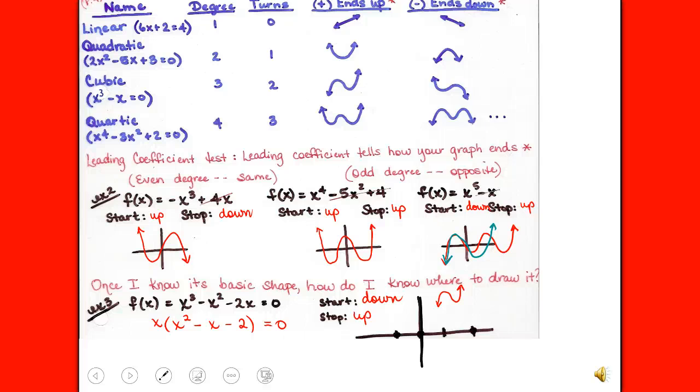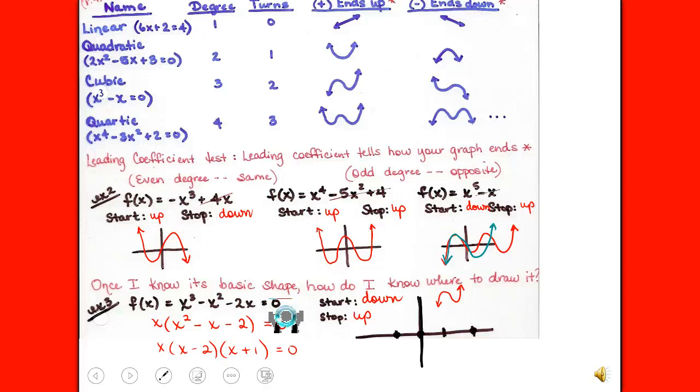And then we could solve our quadratic. If it'll factor, fine. If not, then I'll use the quadratic formula. So will this one factor? All right, what's it factor to? x minus 2, x plus 1.